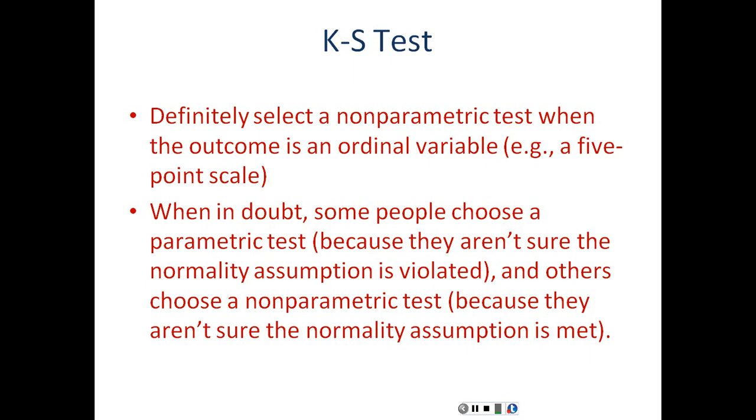Now, when in doubt, some people choose a parametric test because they aren't sure that the normality assumption is violated. They're hoping that it's not. While others choose a non-parametric test because they aren't sure their normality assumption is met. I would always err on the side of caution. If I do not have enough information about the normality of the data, I would choose a non-parametric test.